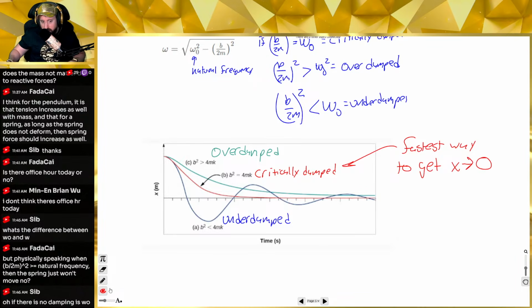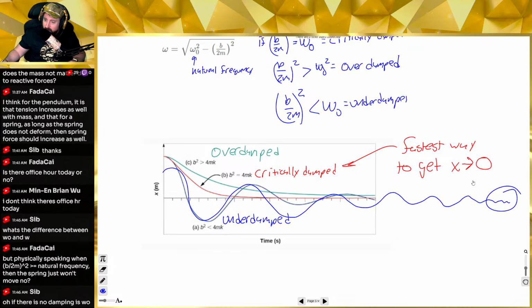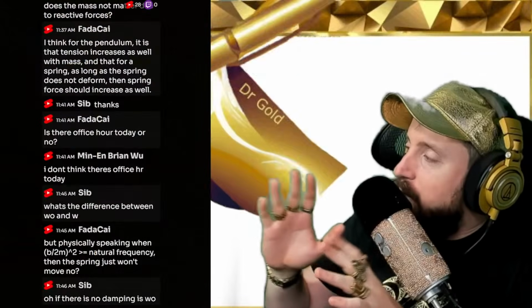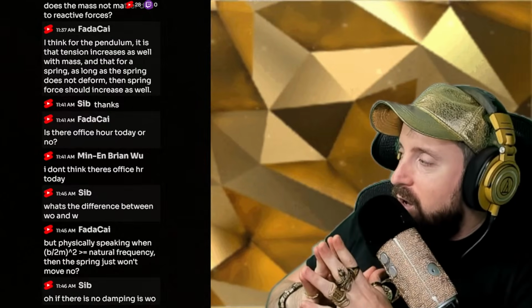If something is underdamped, it's going to keep oscillating back and forth, getting less and less, but it's going to take some time to eventually get to 0. Whereas if something is critically damped, the damping is so much that it instantly goes flat and just stops. However, if you dampen something too much, such that it's overdamped, it actually takes longer to get to 0.